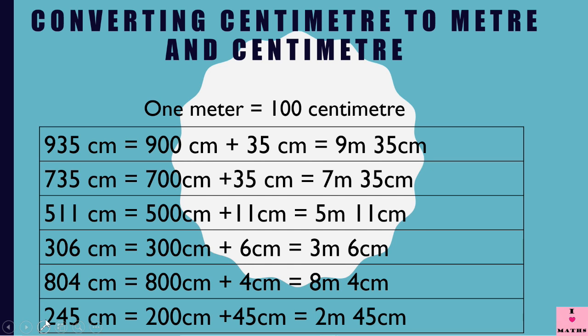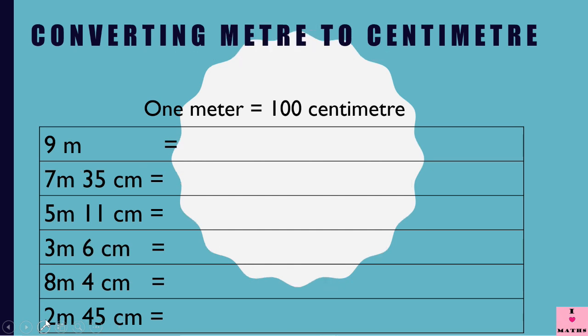Now we are going to do the reverse of this. We are going to convert meters to centimeters. Now 1 meter is 100 centimeter, 2 meter is 200 centimeter, 3 meter is 300 centimeter, and so on. So 9 meter will be 900 centimeter. Why? Because we are multiplying 9 by 100 centimeter. So 9 into 100 is 900 centimeter.